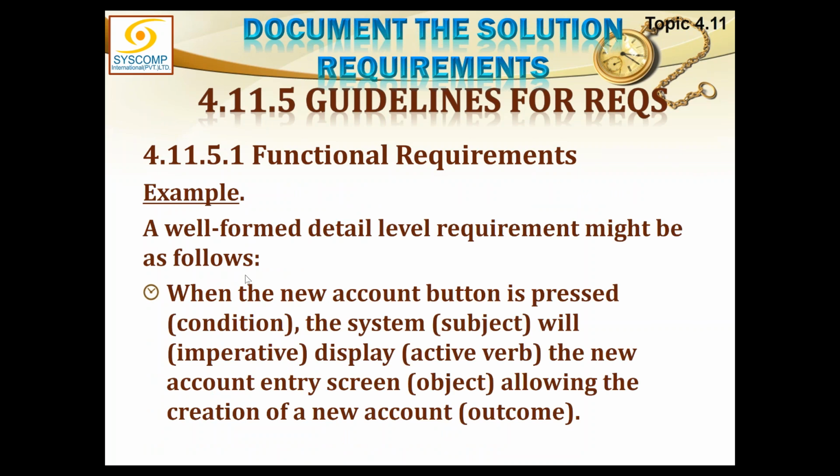In this example, you can see the imperative very clearly. Will is the imperative. I will do this. And what will you do? That will start with an active verb, display. Display is the action. And you will act on what object? The new accounting entry screen. So that is the object. You will display the new accounting entry screen, allowing the creation of a new account, which is the outcome. So you can translate this example into a functional requirement.